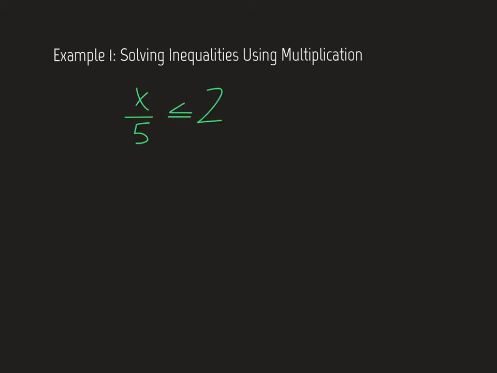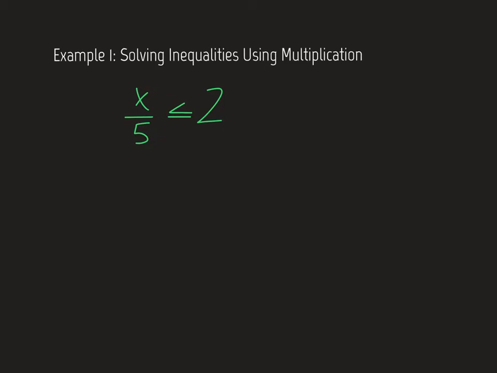Example 1, solving inequalities using multiplication. Simply, the directions are to solve and then to graph the solution. We learned how to graph the solution back in 7.5, so this is just a refresher. I think we had to graph the solution back in 7.6 as well. So here's just another example of what we have to do, but we have to solve this inequality. We have x over 5 is less than or equal to 2.